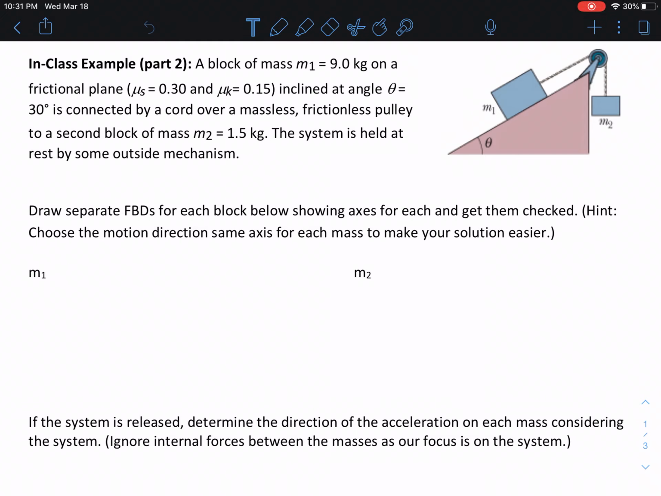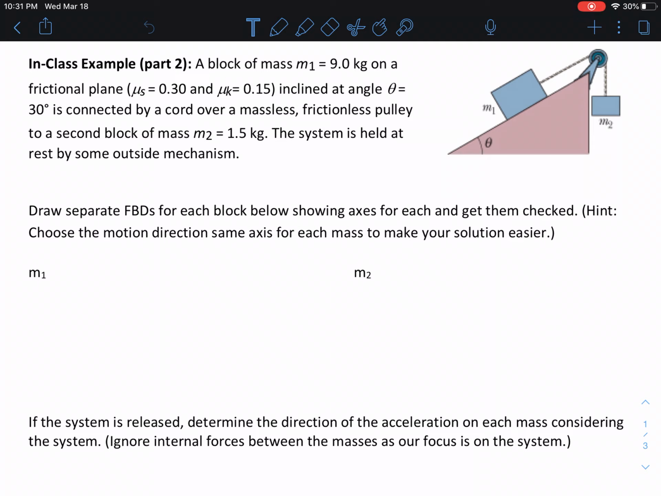Hi again. So this is part 2 of the example problem. If you haven't tried this yet, please stop this video and go back and do it on your own. I want you to give it a try at least. If you've done it, then let's just do it again together the second time.